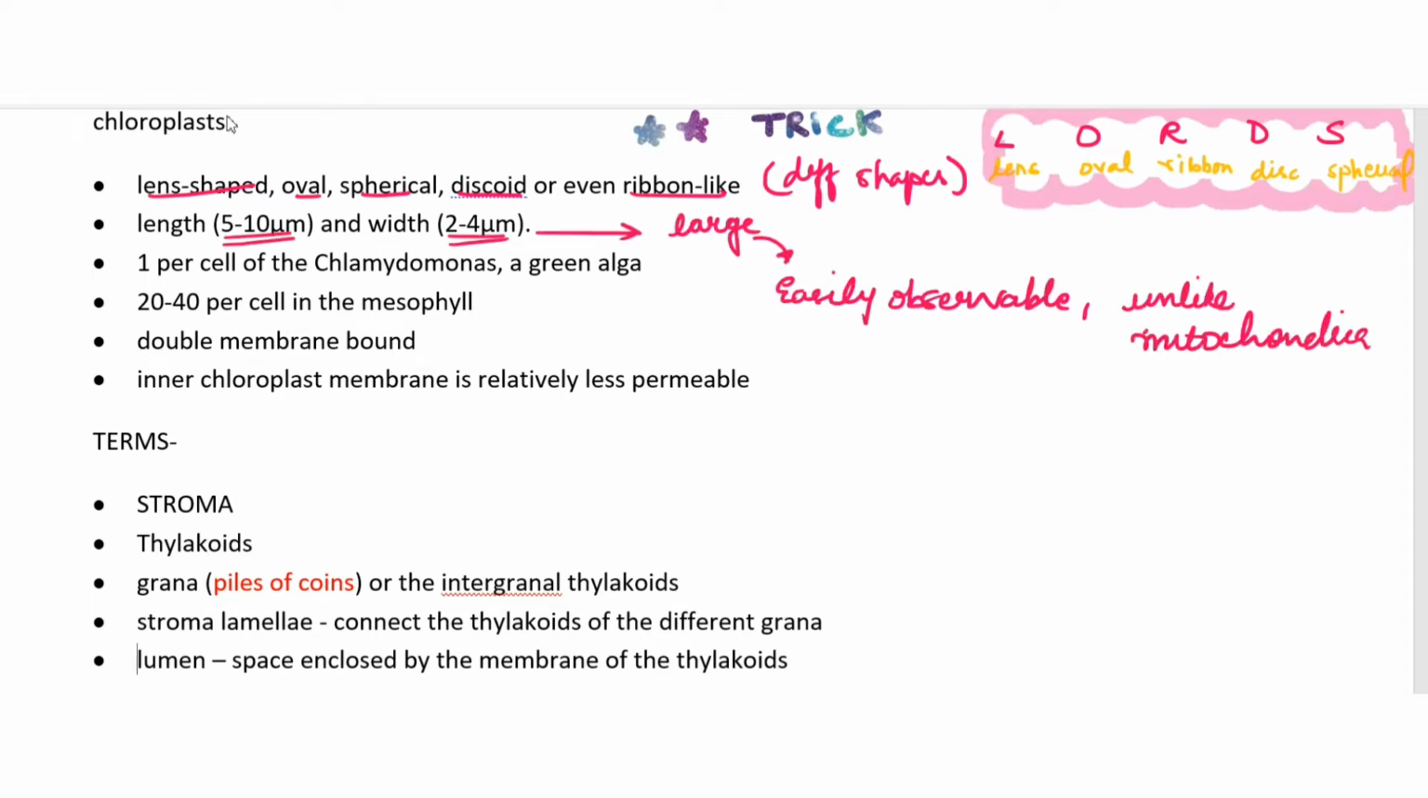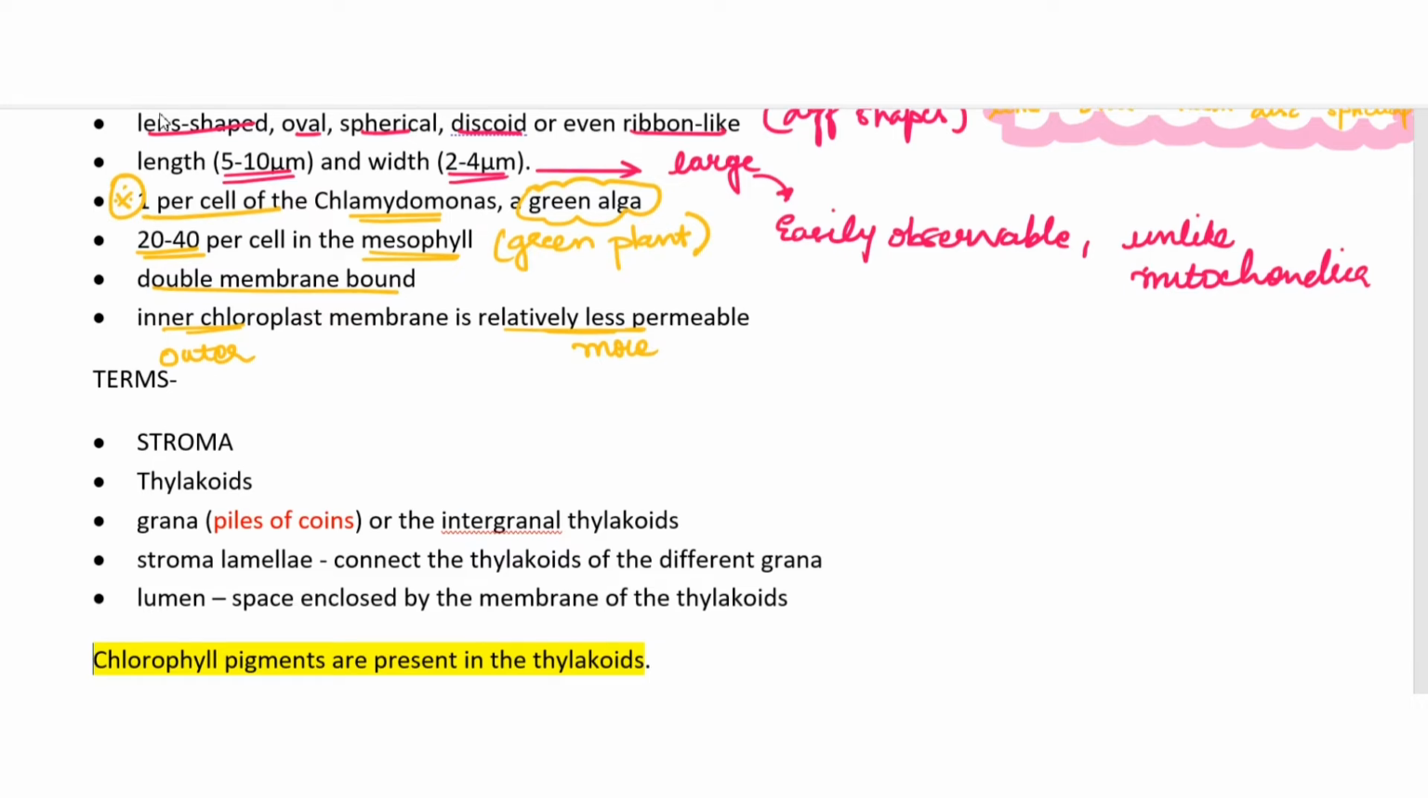Okay, and chloroplast, the number, it is 1 per cell in Chlamydomonas, which is a green algae, and 20 to 40 per cell in mesophyll. So it varies in different bodies. Just like mitochondria, chloroplast is also double membraned, and it has an inner chloroplast membrane which is less permeable. The outer membrane is more permeable, the inner membrane is always less permeable. Same thing even in mitochondria. So what are the terms associated with chloroplast?